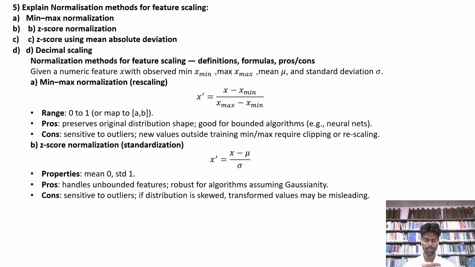Second one, Z-score normalization, or standardization. The formula is x prime equals x minus mean divided by standard deviation. Properties: mean is 0, standard deviation is 1. Pros include it handles unbounded features and is robust for algorithms assuming Gaussianity. Con: sensitive to outliers, and if the distribution is skewed, the transformed values may be misleading.